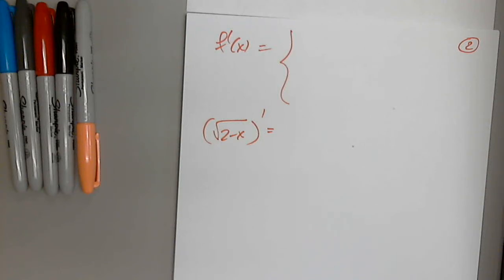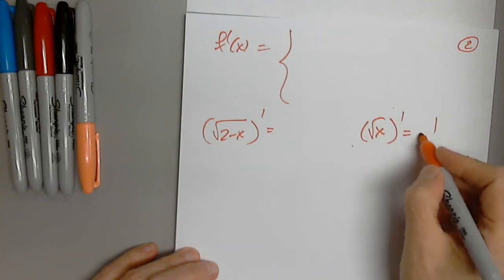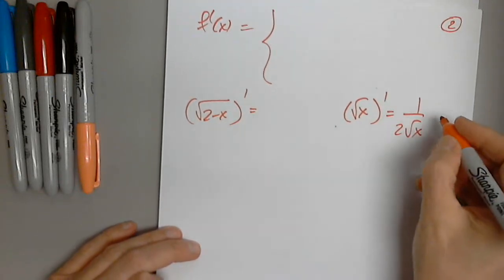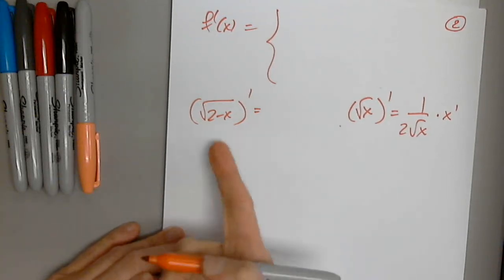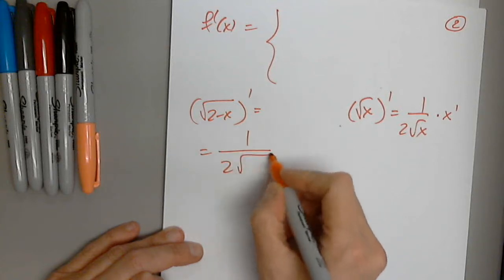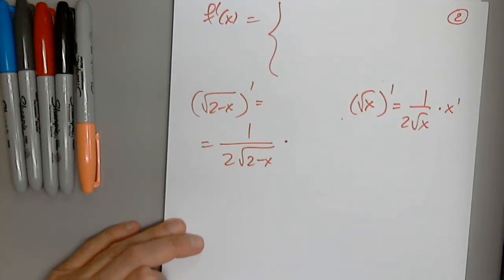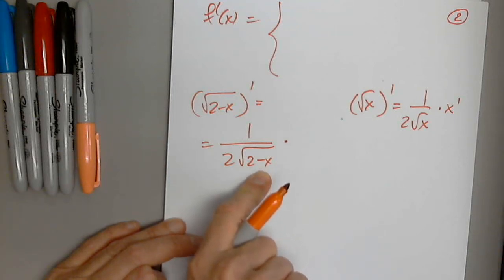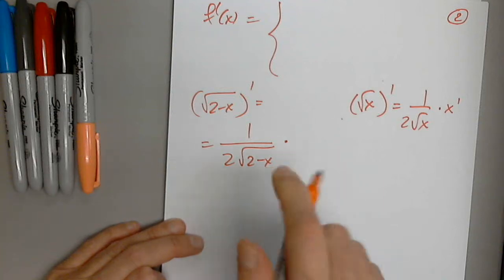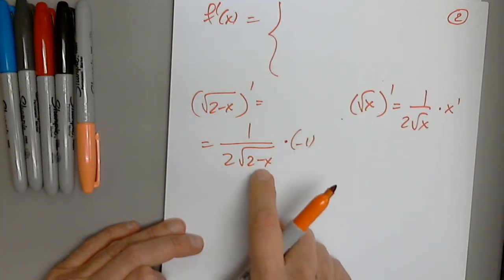When I differentiate a square root, I write 1 over 2 times the square root, times the inner function prime. So when I differentiate just this, I have 1 over the square root of x. But I should write times the inner function prime. I don't, because it's 1. But for this one, I will write 1 over 2 the square root of 2 minus x times the inner function prime, which is negative. I'm differentiating 2 minus x, it's negative 1.